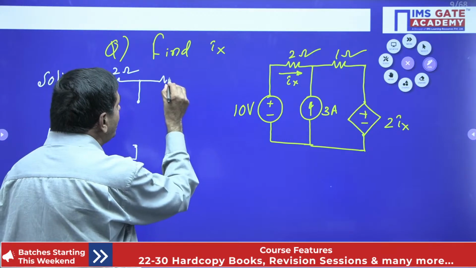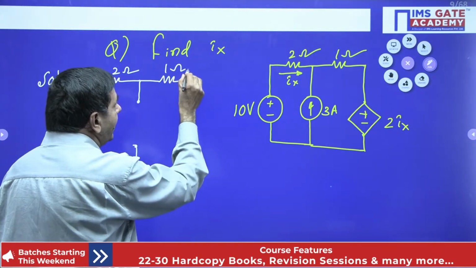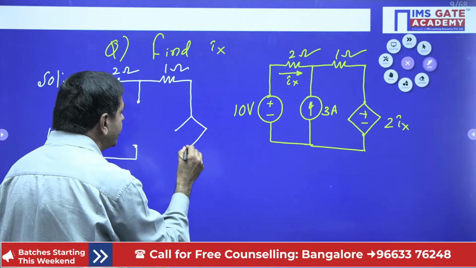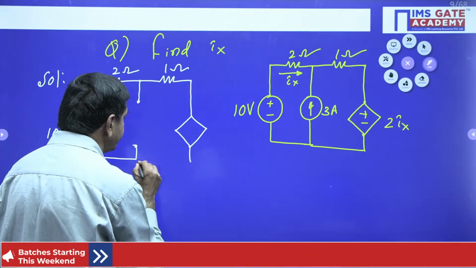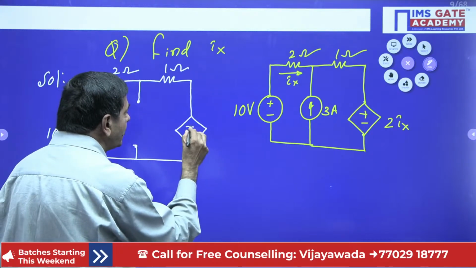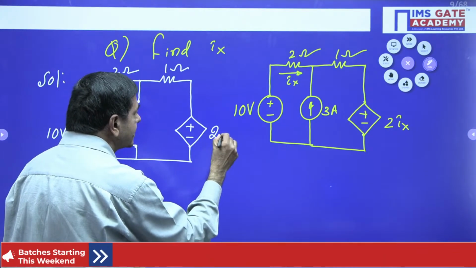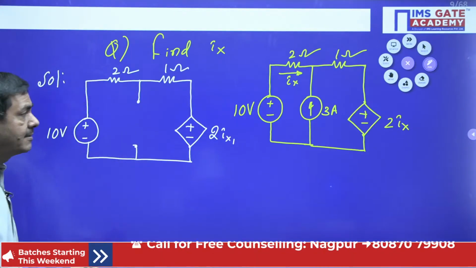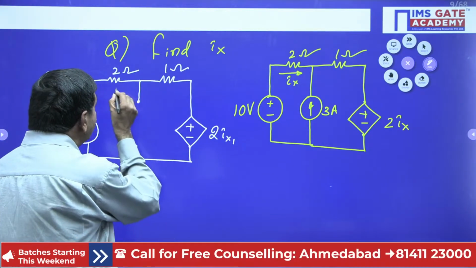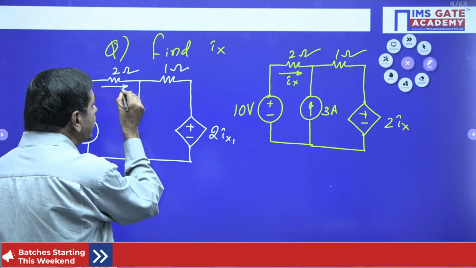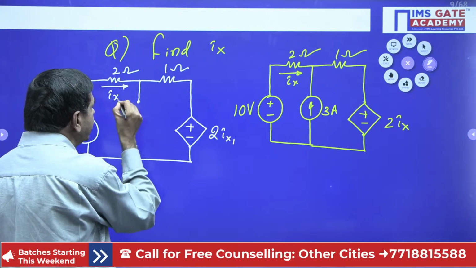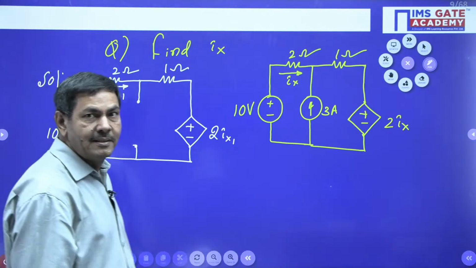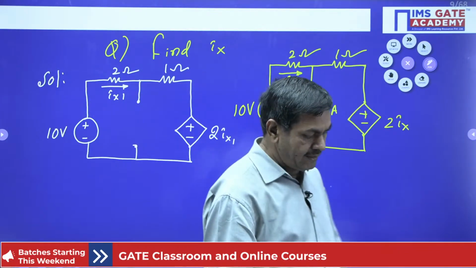Here is a given 1 ohm resistor. Along with the 1 ohm resistor, there is a dependent source, which I can connect also. That source is given as plus minus 2 Ix. Ix1 I will put here now, because this is the first initial circuit I have taken. The current across these 2 ohms I wish to take as Ix1. Yes, I am in need of this Ix1 only now.